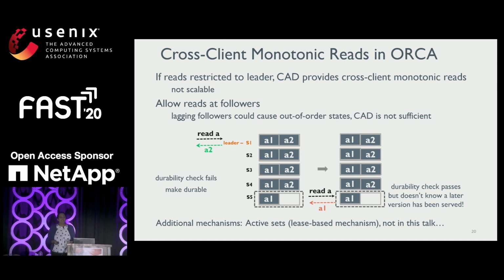So we need some additional mechanisms on top of CAD so that we can still allow reads at all nodes and provide cross-client monotonic reads. We implement these additional mechanisms in an active set. At a high level, active sets use lease-based mechanisms so that it can still allow reads at all nodes and provide cross-client monotonic reads. But for the purpose of this talk, I'm going to skip active set, but I'd be happy to talk offline later about this idea.